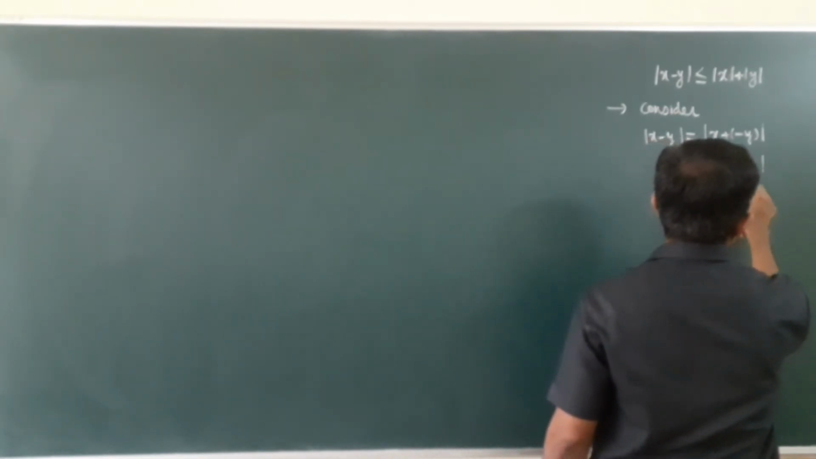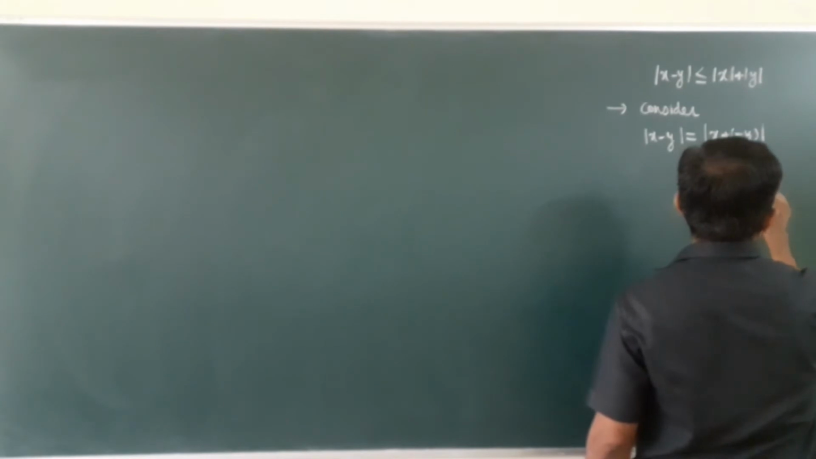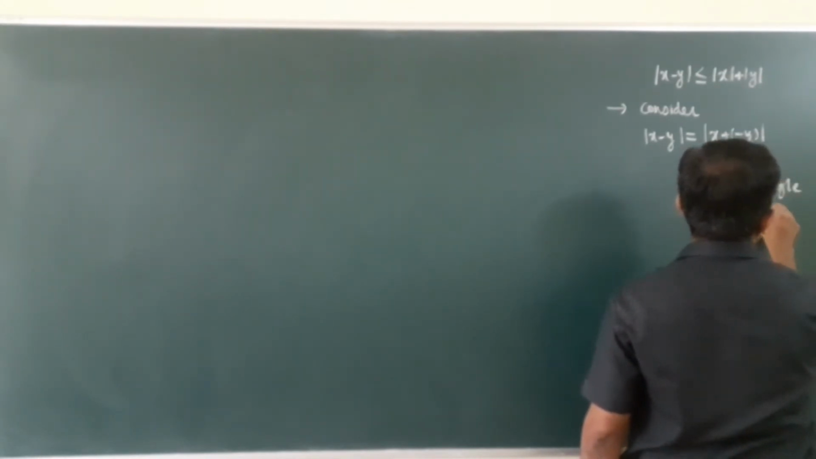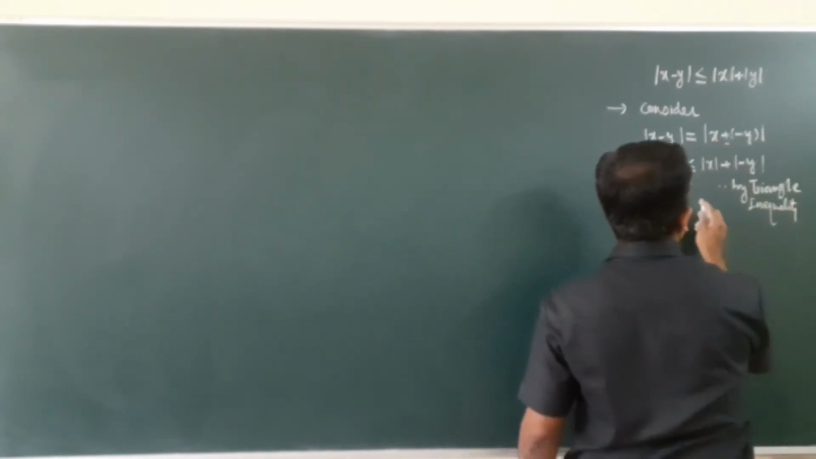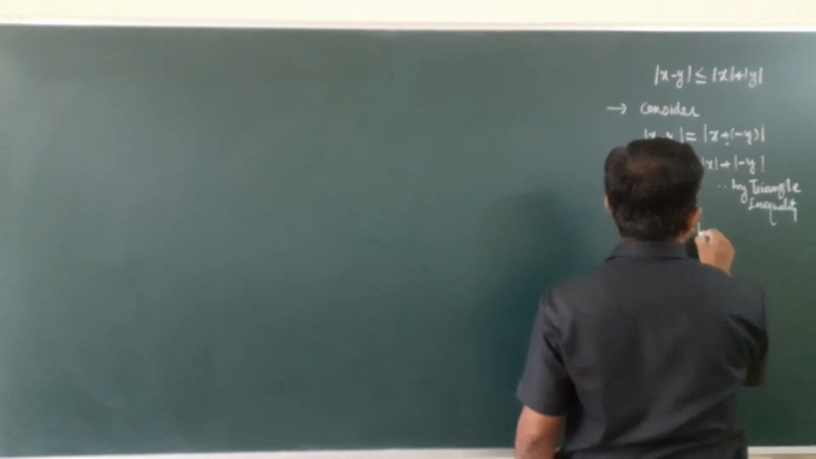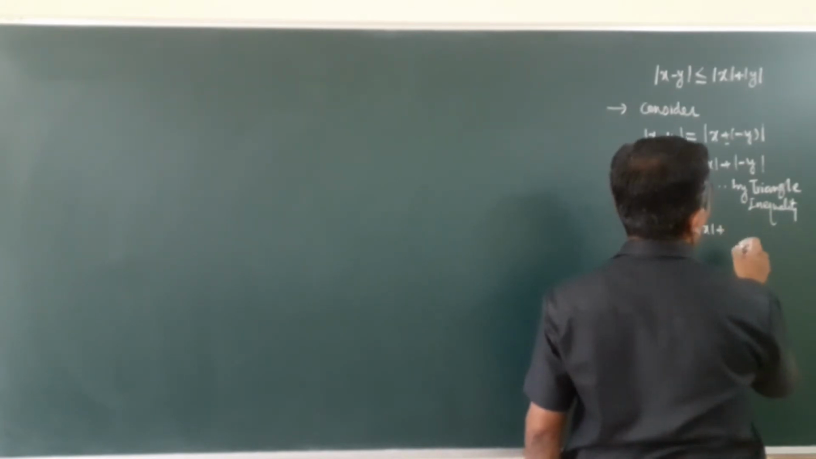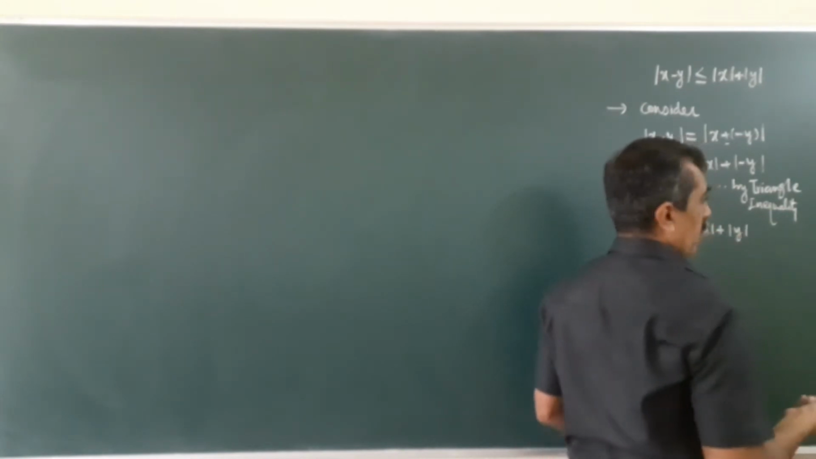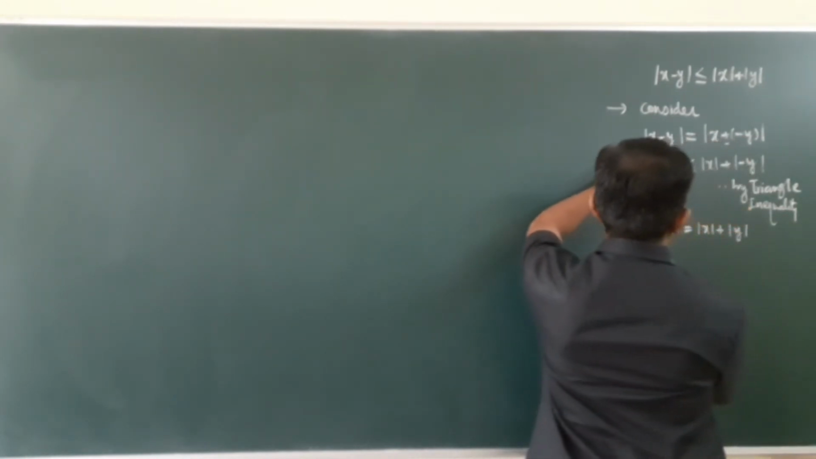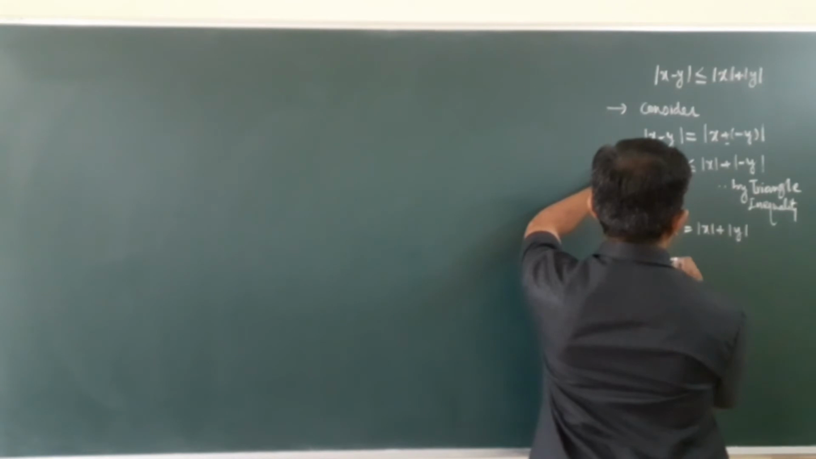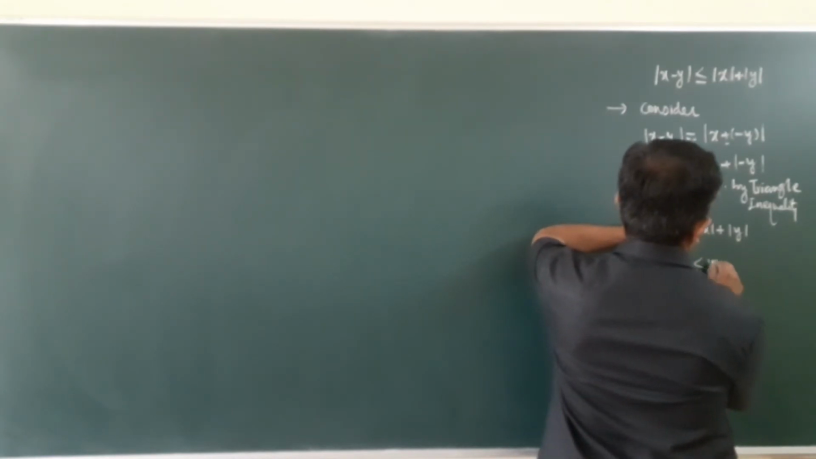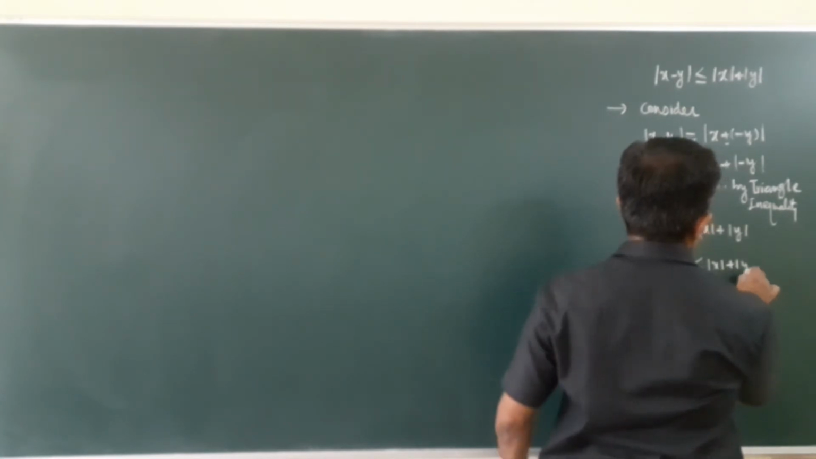Give the reason: by triangle inequality. But this is equal to mod x plus, now what is mod of minus y? You know, mod of minus y is the same as mod of y. So therefore mod of x minus y is less than or equal to mod x plus mod of y.